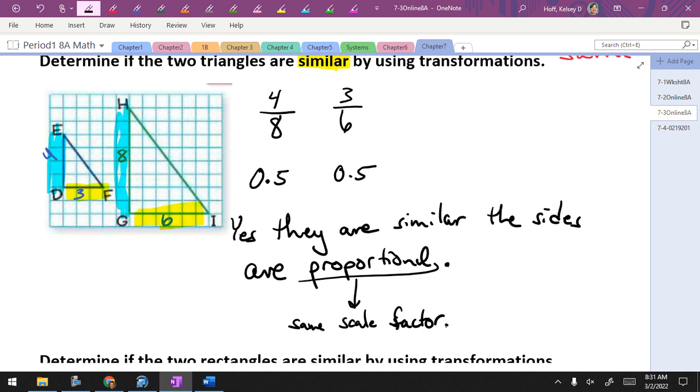Okay? So first we have to check if they're the same shape, even looking the same. Then we're going to check their scale factor. Okay? We're going to repeat this on the next one. Ready? Determine if the rectangles are similar. Everybody take a minute and write down the dimensions of those rectangles. Count the sides, the lengths, and the widths of those two rectangles.